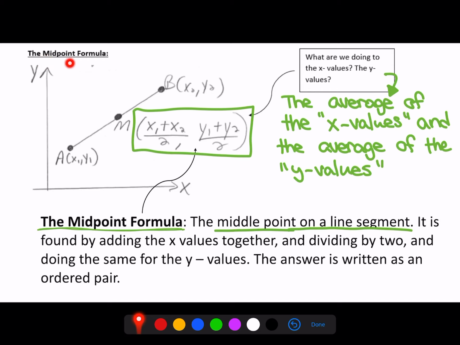To do that, I'm finding the average of the x values and the average of the y values. So this must be an ordered pair. This is going to be an x comma y answer. That's how these are going to be written out at the end. So I need an x value and a y value.